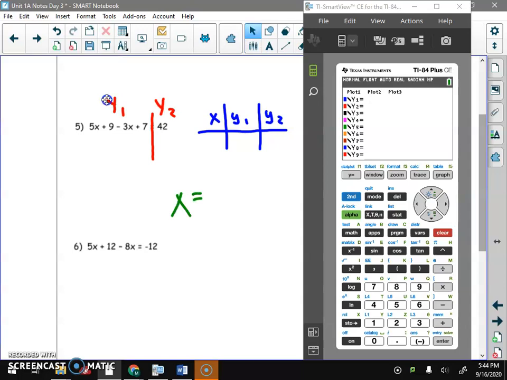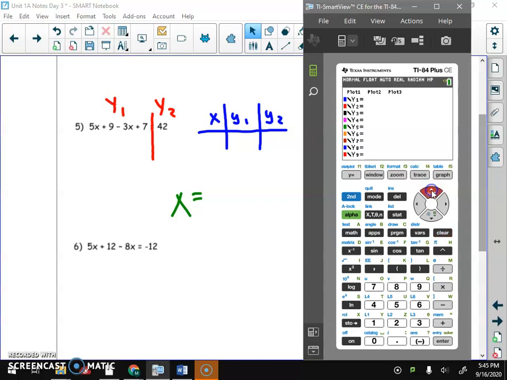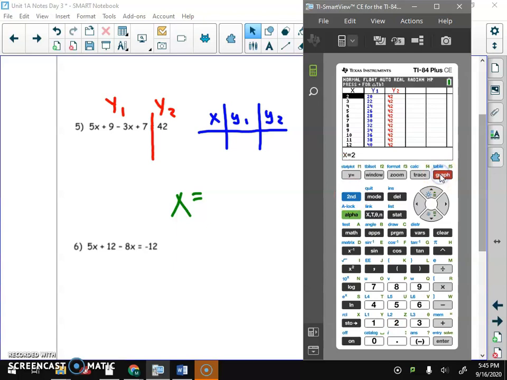Go to my calculator, y1. I could actually put either side into y1 and y2, but the way I have it labeled, the 5x plus 9 minus 3x plus 7 has to go in y1. That's how I labeled it. You wouldn't get full credit otherwise. y2 is just 42, so I'm going to look for a 42 in both columns. I know y2 is going to stay 42.